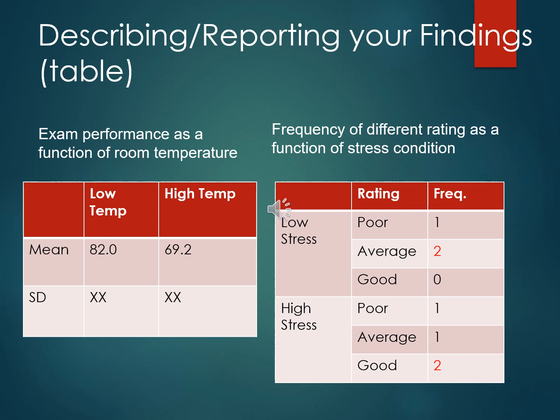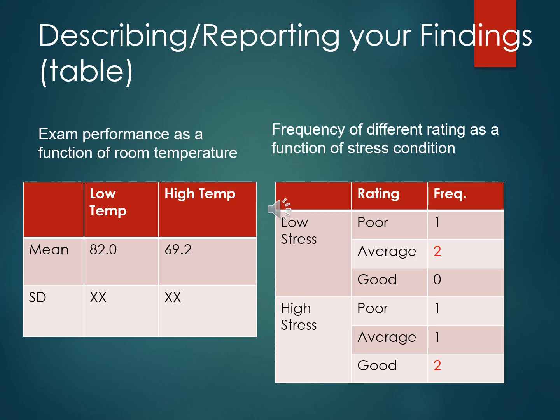Here are two tables corresponding to the data presented in the previous slide. The left side is exam performance as a function of room temperature. The table contains four cells. Because this is an interval scale, the appropriate central tendency measure is the mean, a mean for the low temperature condition and a mean for the high temperature condition. You also need to provide the standard deviation for the low and high temperature conditions.